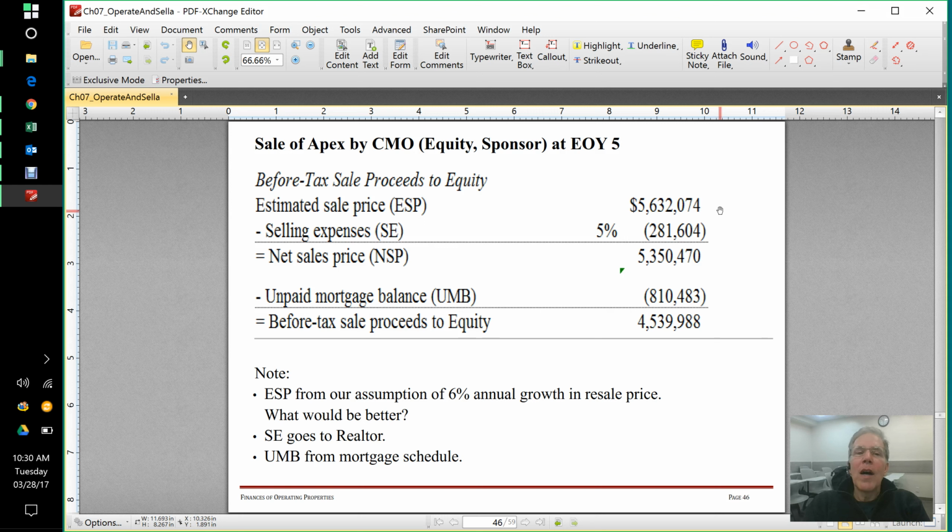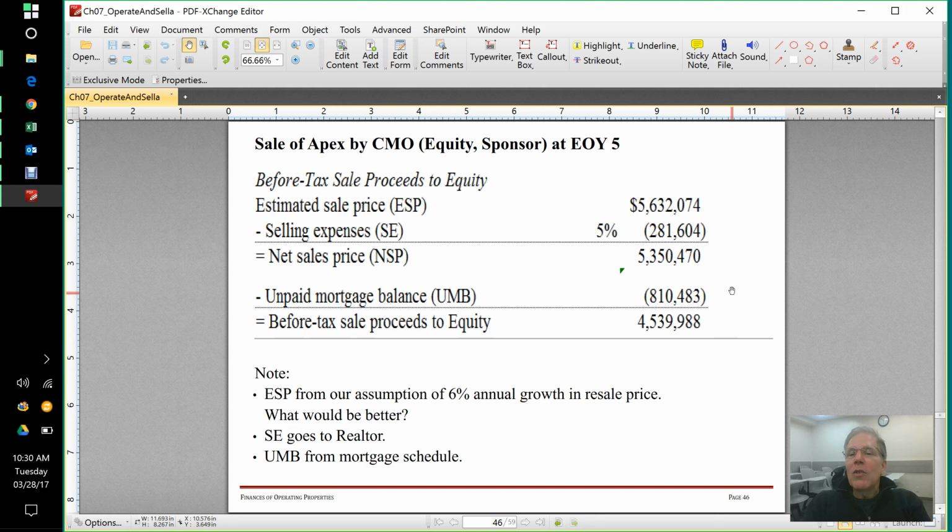Okay, so back to Apex. Again, they're assuming $5.6 million sale price after 5 years. They're assuming that for a broker to make that sale happen, that's going to take 5% of the sales price. So their net sales price is going to be $5.4 million, roughly.